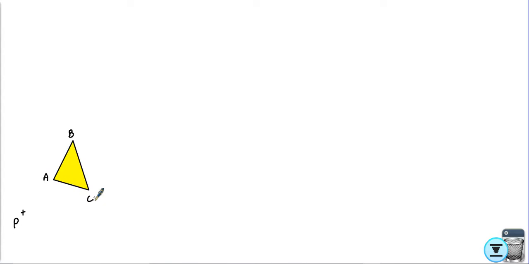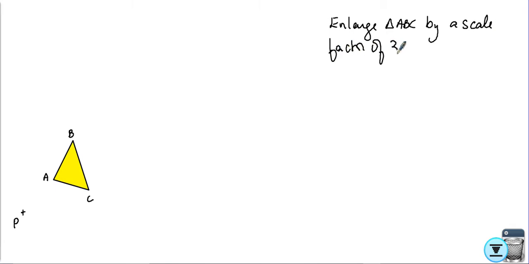Okay, our instruction is going to be to enlarge triangle ABC by a scale factor. I'm going to use 3 from the point P, and we don't have any further instructions. So that's point P. I'm going to fix a little bit that. Okay, and we need to enlarge. So we don't have a grid, so we're not going to count squares.